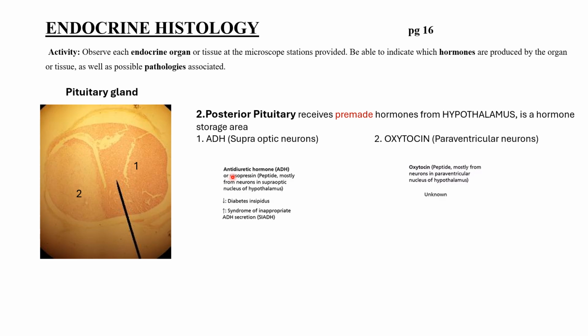Alright, then the second hormone which is secreted by the posterior pituitary is known as oxytocin. Oxytocin is synthesized by the paraventricular nuclei in the hypothalamus. And this oxytocin is also stored in the nerve fibers in the posterior pituitary, and it is secreted. And so we do not know about the pathologies of this hormone.